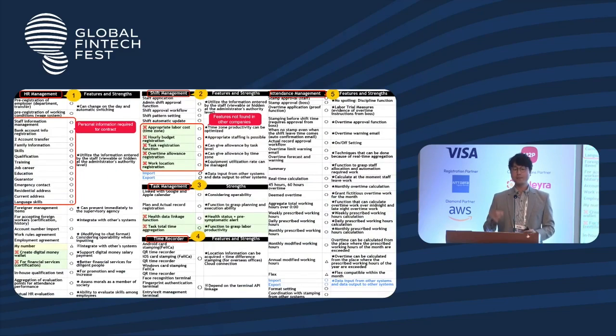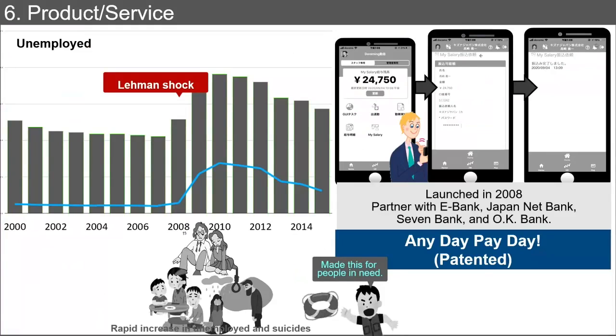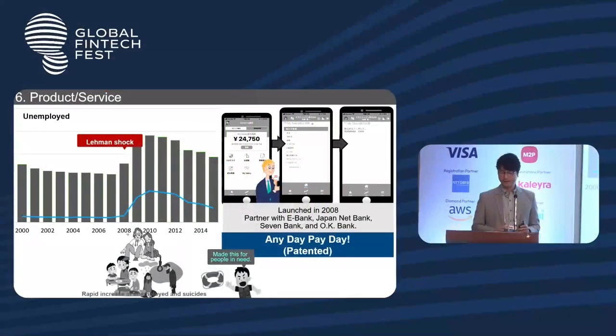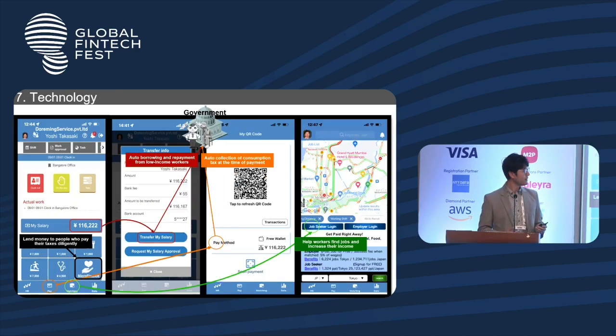Doreming is a comprehensive HR and payroll management platform, with features from HR and attendance to payroll, annual returns, and more. Anyday Payday is invented to fight against payday loans. It's currently used an average of 5.6 times a month, and it helps companies attract and retain their people.